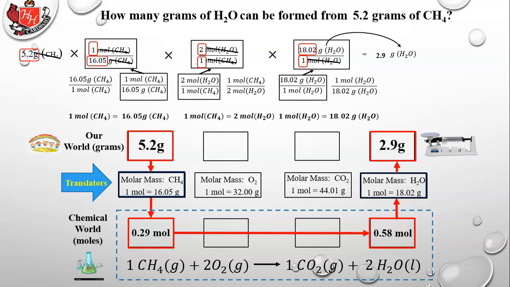So again, you needed those 3 conversions. You can't move from grams to grams. You have to go from grams into the chemical equation, convert it to moles, then from moles to moles inside the chemical equation, and then come back out from moles to grams for your final answer. So it's a 3-step process, okay?